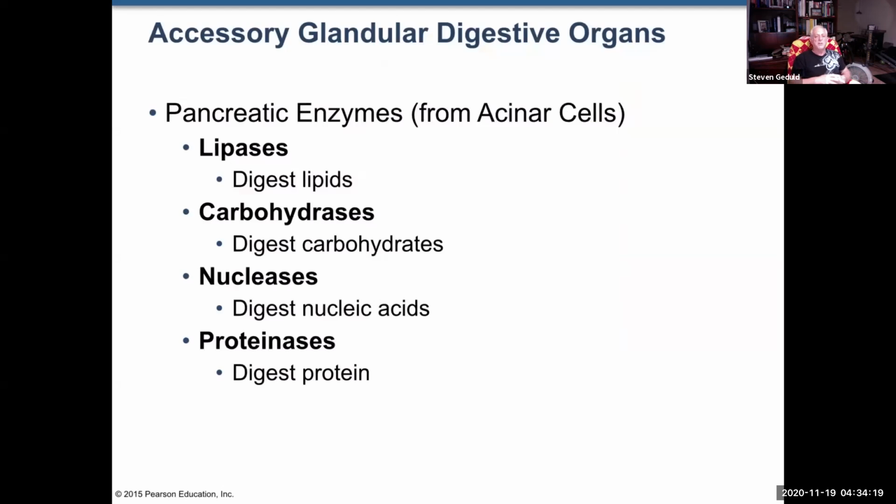All right, the enzymes released by the pancreas from the acinar cells. You have lipases, which digest lipids. You have carbohydrases, which digest carbohydrates. You have nucleases, which digest nucleic acids. And you have proteinases, which digest proteins. Okay? So you break down fat, carbohydrates, nucleic acids, and proteins from the pancreatic enzymes released into the duodenum through the pancreatic duct.